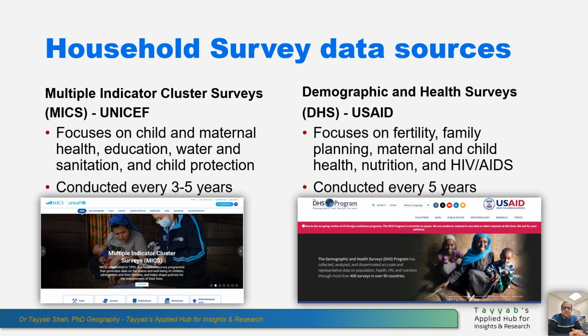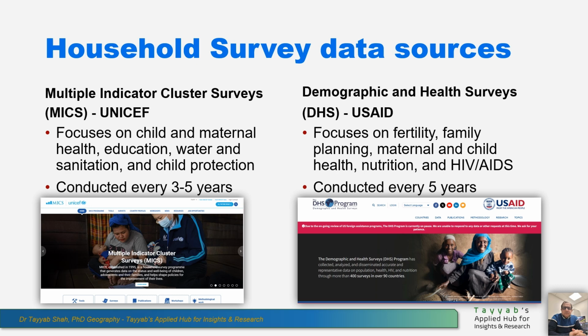MICS is focused on child and maternal health, education, water, sanitation, and child protection. There are some other areas as well. On the other hand, the USAID supported DHS survey is focused on fertility, family planning, and maternal health. They have more detail on health. MICS also covers some of these areas, but there is a slight difference in focus, depending on what the surveys were designed for.